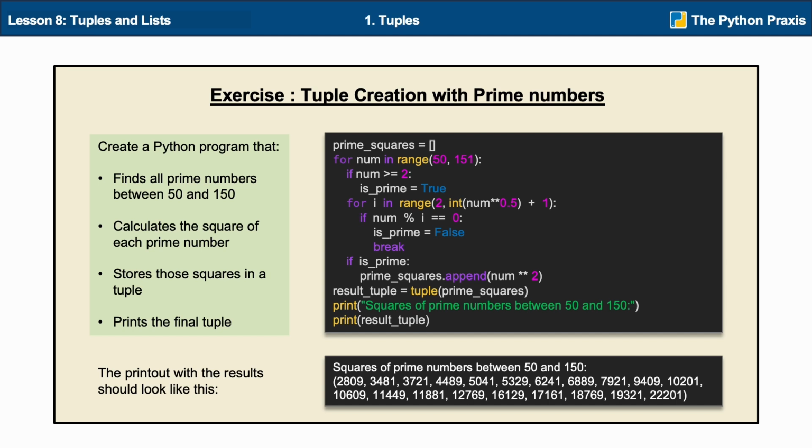Once the loop is finished, we convert our list into a tuple, which we call result tuple. Remember, tuples are like lists, but they are immutable, meaning their values cannot be changed. Finally, we print the message: squares of prime numbers between 50 and 150, and then we display the actual tuple of prime squares. So, the output will be all the squares of prime numbers between 50 and 150 neatly packed into a tuple.